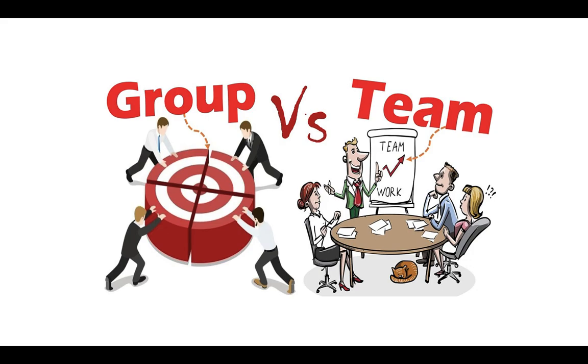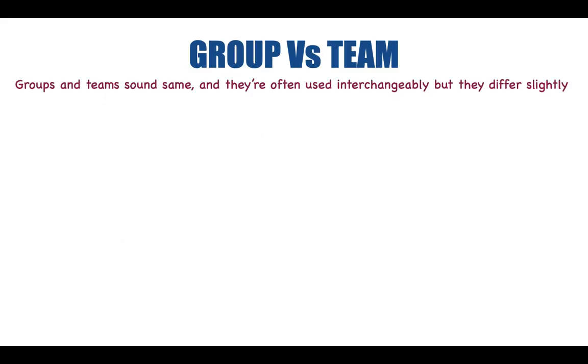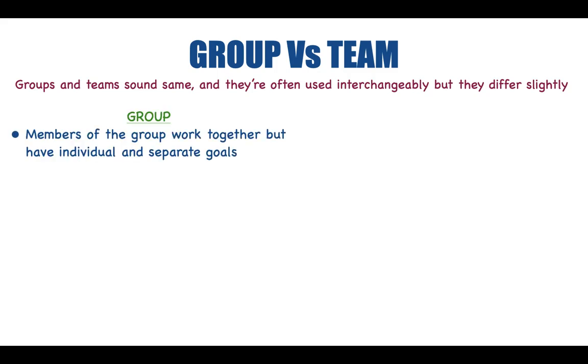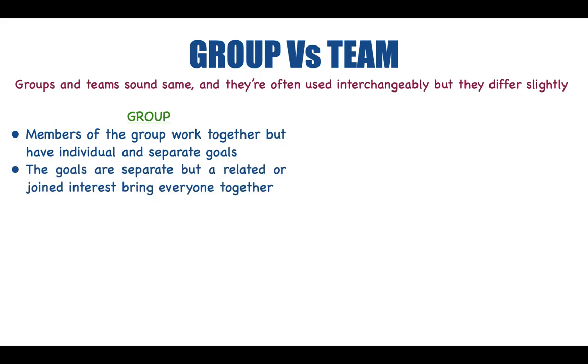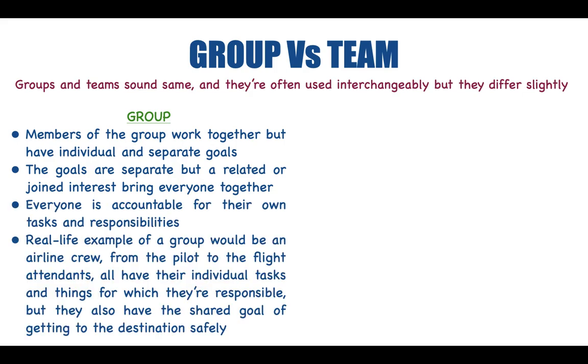Now, there is also a difference between a group and a team, so let's understand what exactly is a group and what exactly is a team. There's a slight difference. We usually use them interchangeably, but there is a slight difference. Groups work together, but they will have individual or separate goals. Here the goals are separate, but there is a joint interest that brings them together. Everyone is accountable for their own tasks and responsibilities.